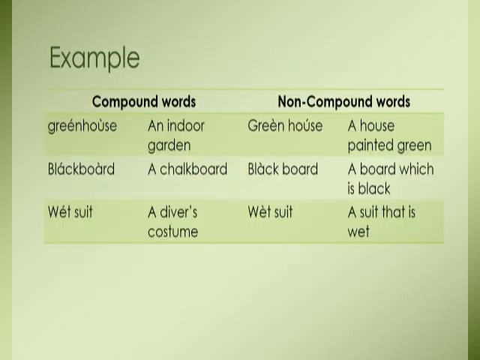Okay, this is the example. In compound words, we have greenhouse. Yeah, if someone says greenhouse, then this is an indoor garden. This is compound. But when we hear someone say greenhouse, okay, greenhouse, so this is a house that is painted green. This is the meaning, yeah.